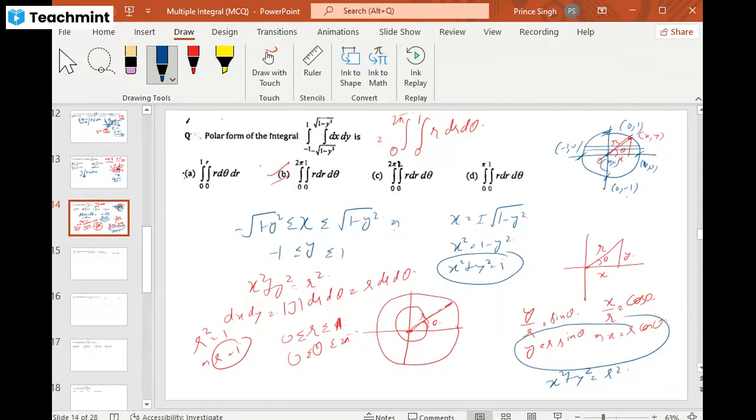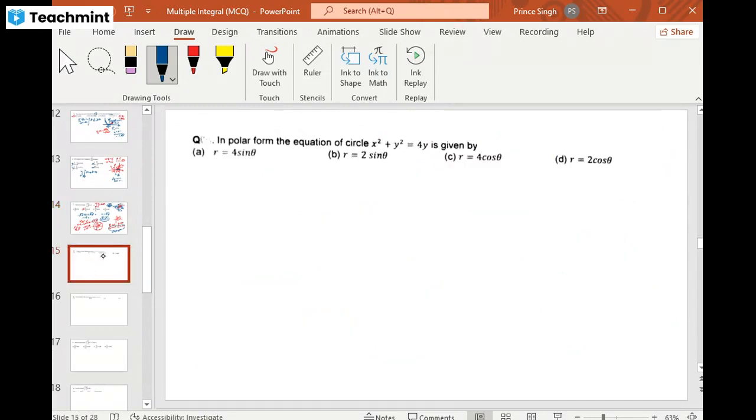Because it is a circle whose center is the origin, the limit of r varies from the origin to the boundary, which is nothing but the radius. The radius of a circle is fixed, so r varies from 0 to the radius, and theta varies from 0 to 2 pi if it is a complete circle. In polar coordinates, dx dy equals r dr d theta. This is one of the important results. Now let us move to the next question.